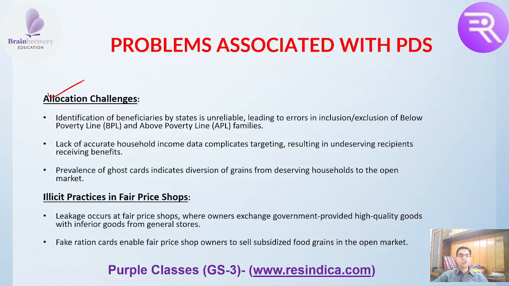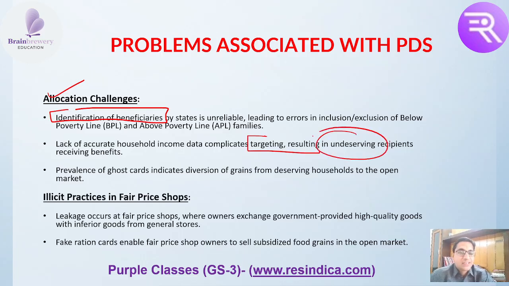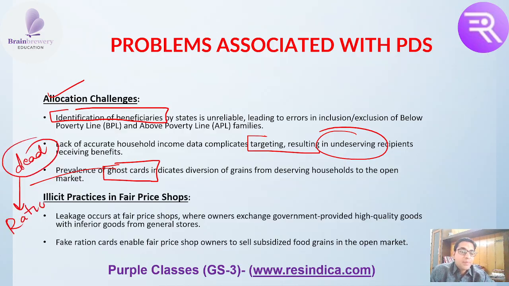Then allocation challenges. Obviously identification is very important if you want to allocate something. There are a lot of inclusion errors and exclusion errors for below poverty line and above poverty line. Then household income data is not there. If you do not have proper household income data, obviously it will not help you in targeting, and because of that an undeserving recipient is receiving the benefit, and those who are deserving are not getting the benefit. Ghost card means the people are dead, and still their ration card is working, and people are utilizing it in their name. That is called a ghost card.